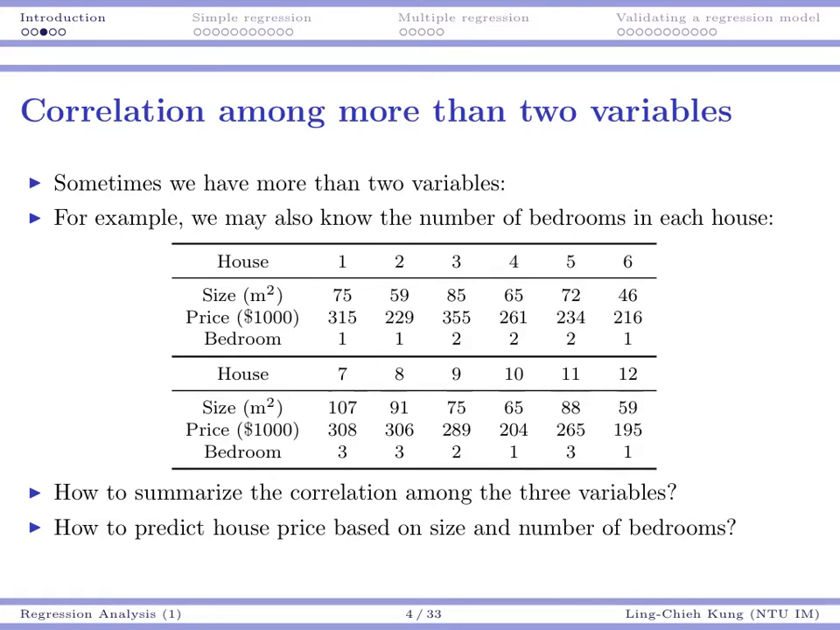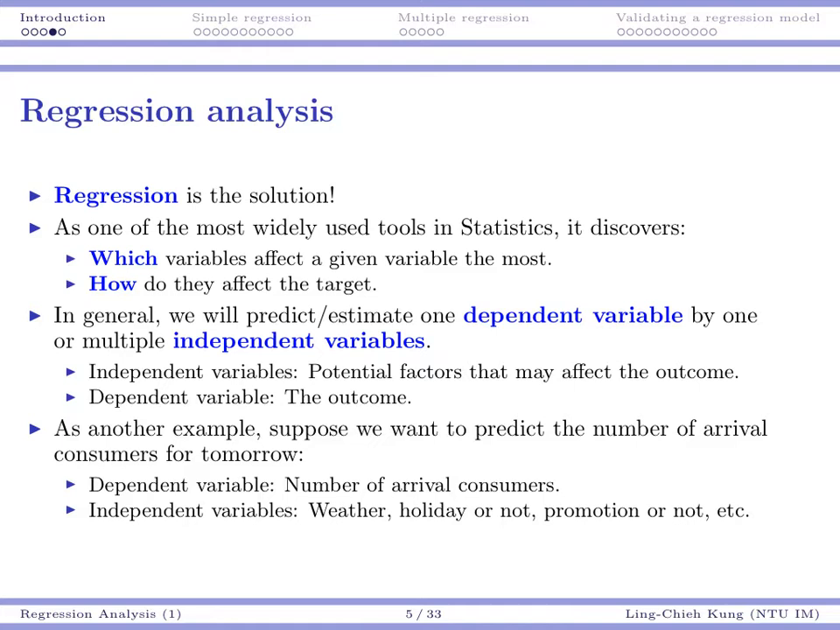And also, once we have their correlations, may we predict house price based on the size and the number of bedrooms? And that's another question. So in general, when we have that kind of problems regarding more than two variables and regarding prediction, then the regression analysis or the regression model is really what we can use. Okay, and you can see that task is so important, and that's why regression is used by almost all the statisticians and data analysts.